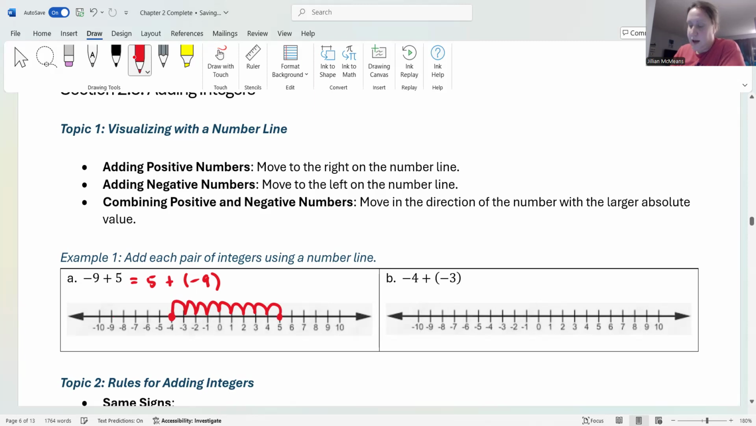So either way you slice it, whether you start with -9 and add +5 by moving to the right, or if you start with +5 and add -9 by moving to the left, either way, you're going to get a sum of -4. Okay? Now for part B, we're adding two numbers that have the same sign.